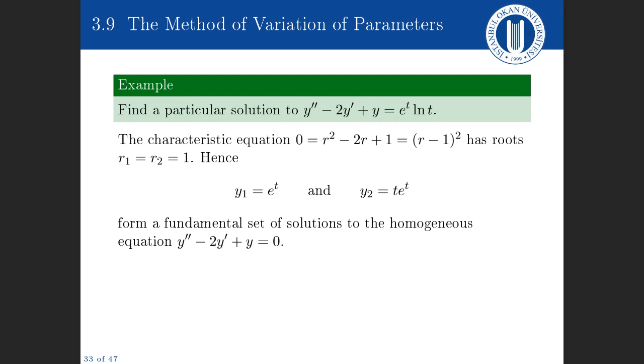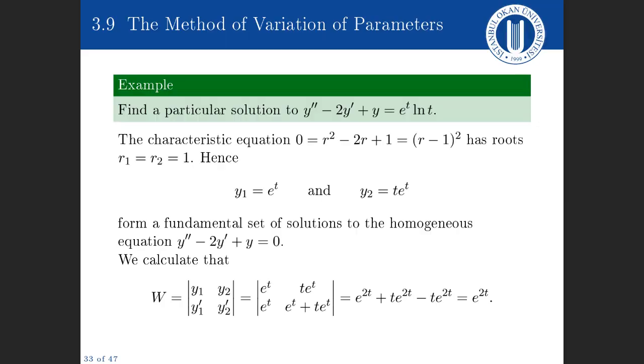And then we need the Wronskian of these two functions. So W is the determinant of the 2 by 2 matrix, y1, y2, y1 prime, y2 prime. And I'll leave it for you to check that the Wronskian of these two functions is e to the power 2t.